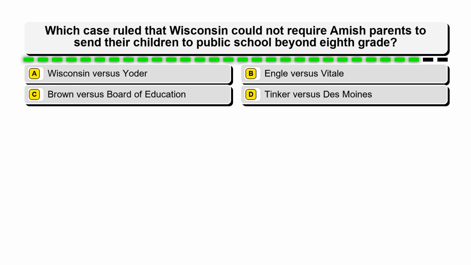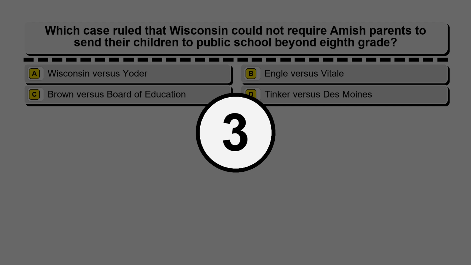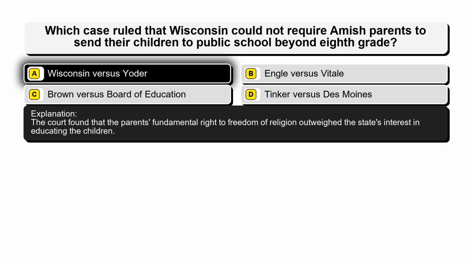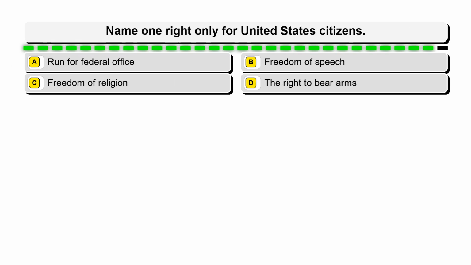Question 65. Which case ruled that Wisconsin could not require Amish parents to send their children to public school beyond 8th grade? Option A, Wisconsin vs. Yoder. Option B, Engel vs. Vitale. Option C, Brown vs. Board of Education. Option D, Tinker vs. Des Moines. The correct answer is option A, Wisconsin vs. Yoder. The court found that the parents' fundamental right to freedom of religion outweighed the state's interest in educating the children.